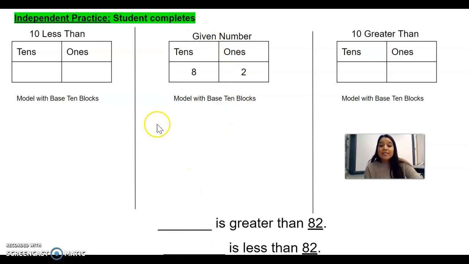Lastly, you'll do the same thing with 82 but with 10 greater than and 10 less. So you have to generate a number 10 greater than and 10 less. Fill out this page, as well as what number did you come up with that is greater than 82 and what number is less than 82.